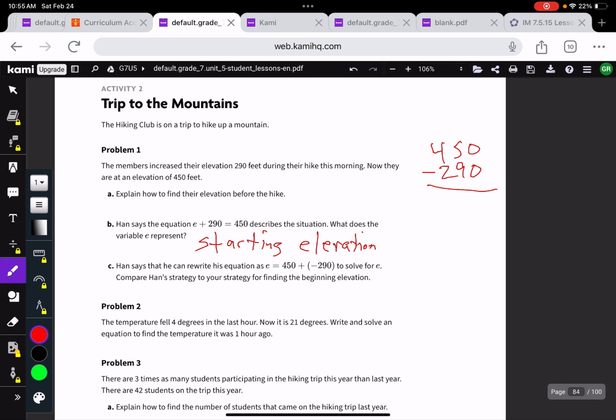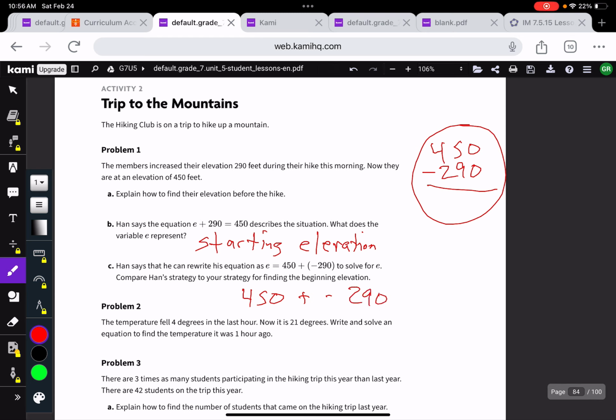Now Hans says that we can rewrite the equation as E equals 450 plus a negative 290 to solve for E. In other words, if we want to say, well, then what must E be? What must their starting elevation be? Compare Hans' strategy to your strategy. If you remember what I did, I said, let's take 450 and subtract 290. Hans said, let's take 450 and add a negative 290.